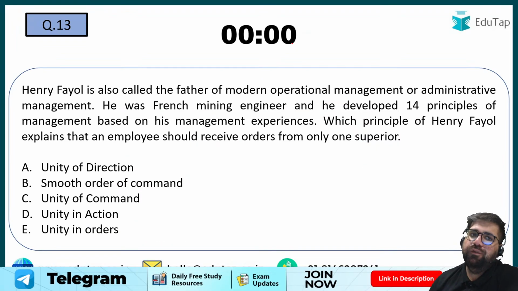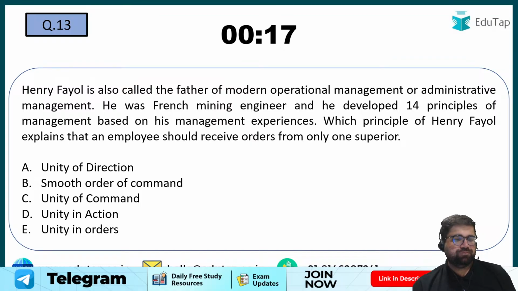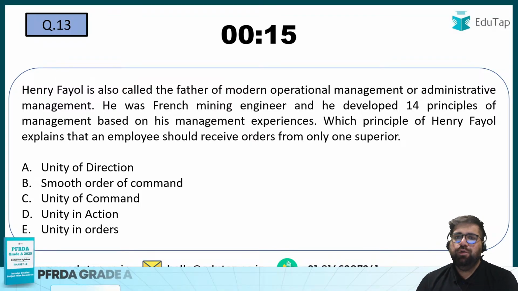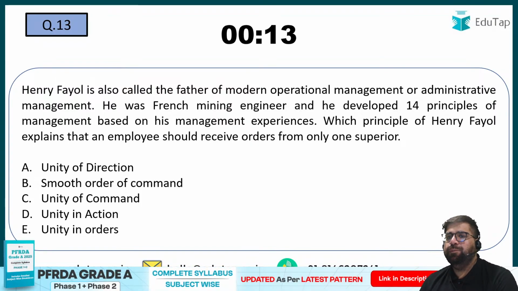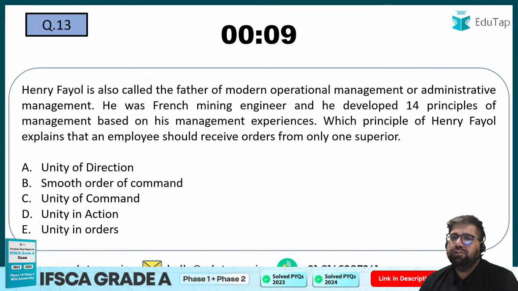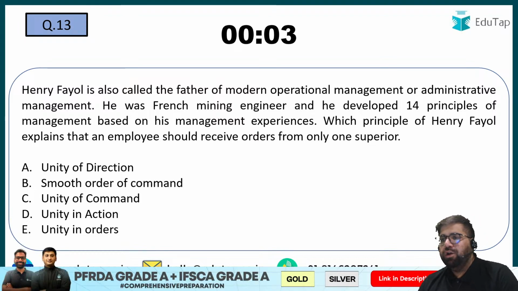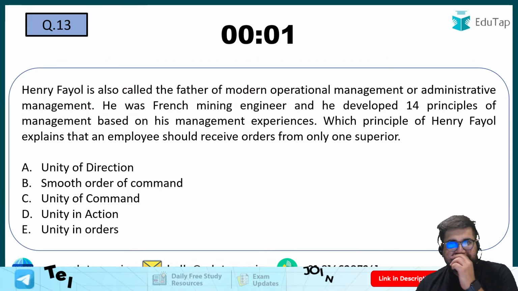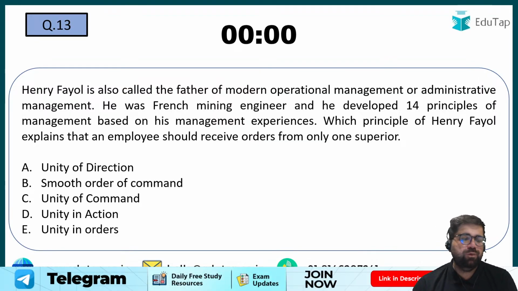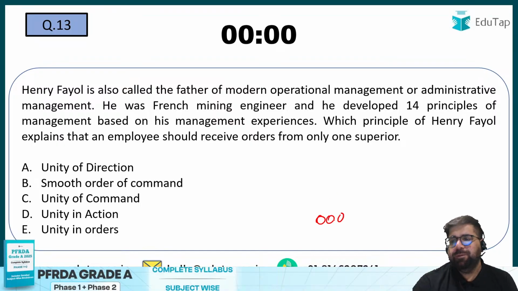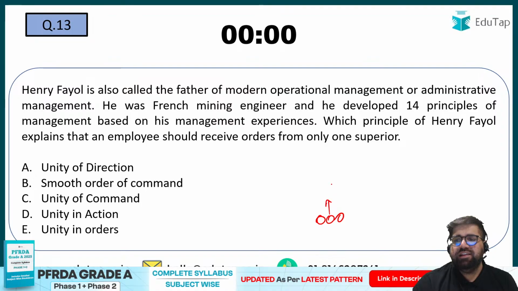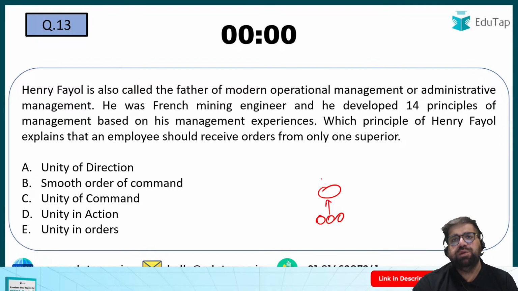Moving to question number 13. Henry Fayol, who is also considered the father of modern operational management or administrative management, was a French mining engineer who has given the world famous 14 principles of management based on his management experiences. Which principle of Henry Fayol explains that employees should receive orders from only one superior? So if you have a team of, let's say, 3 people, Henry Fayol said that these 3 people should receive orders from just one superior.